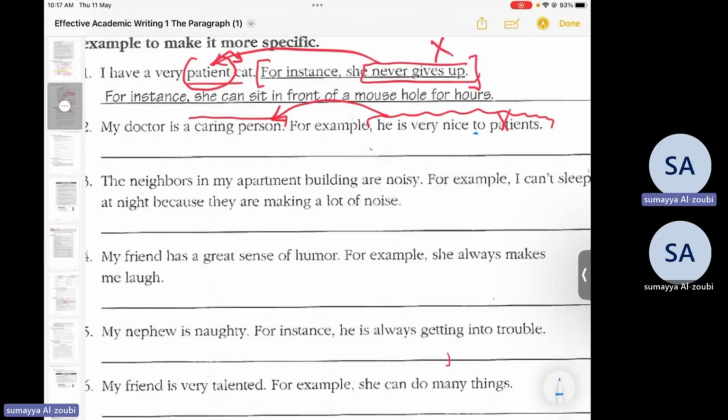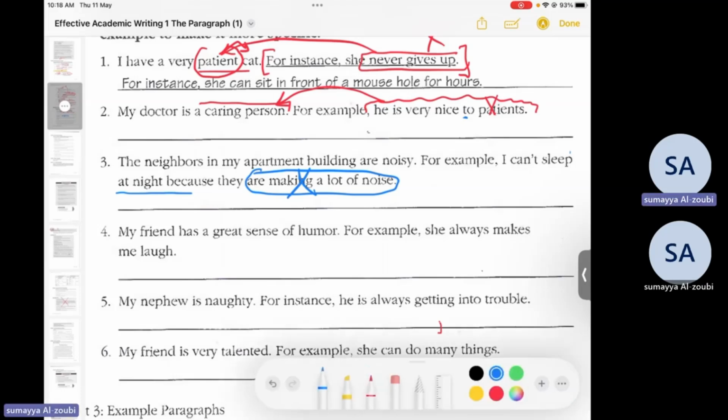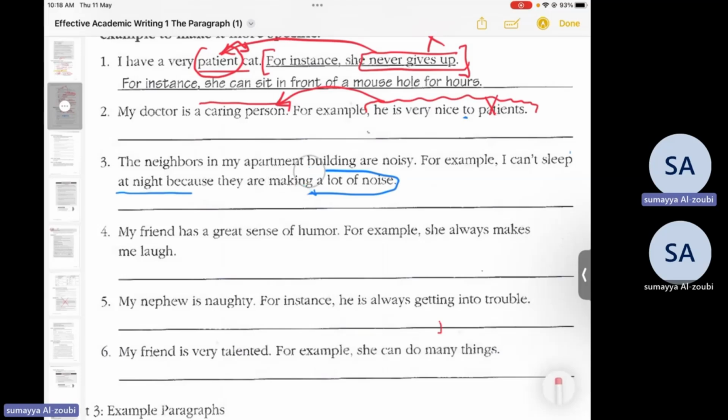Okay, look at 3. The neighbors in my apartment building are noisy. For example, I can't sleep at night because they are making a lot of noise. Is this a good, clear, specific example? Actually, no. We can change it with a simple modification. For example, I can't sleep at night because they. What kind of noise you are talking about, Ranim? Thank you. They here keep, for example, partying. What do you think about that? Keep partying using loud music.